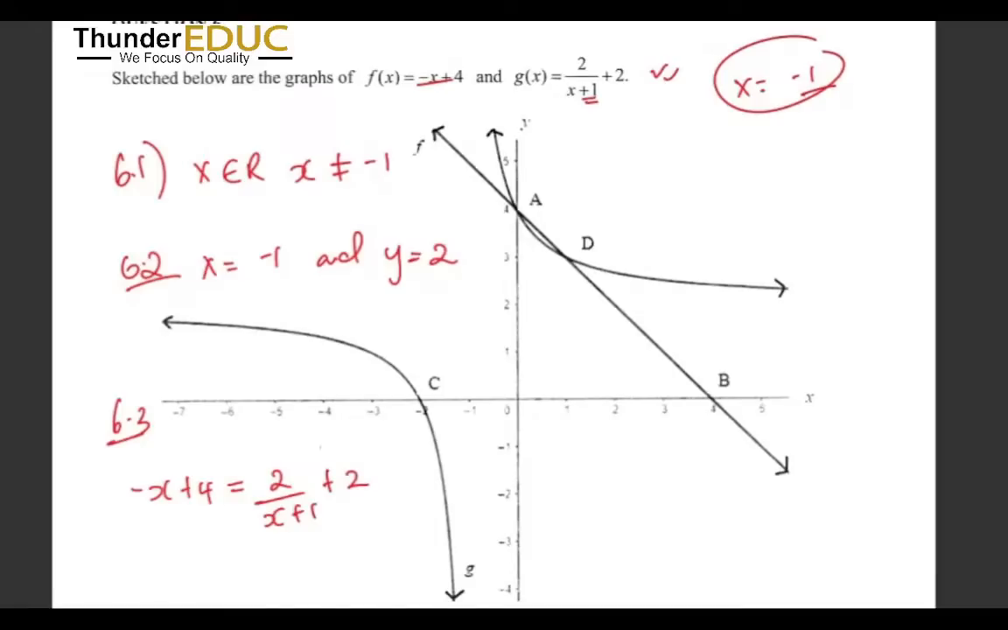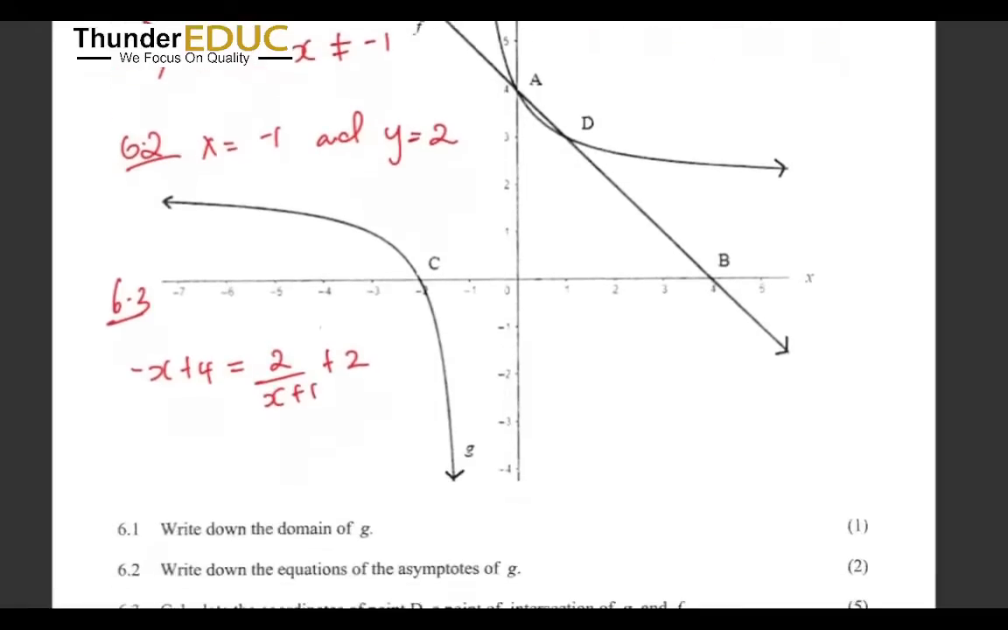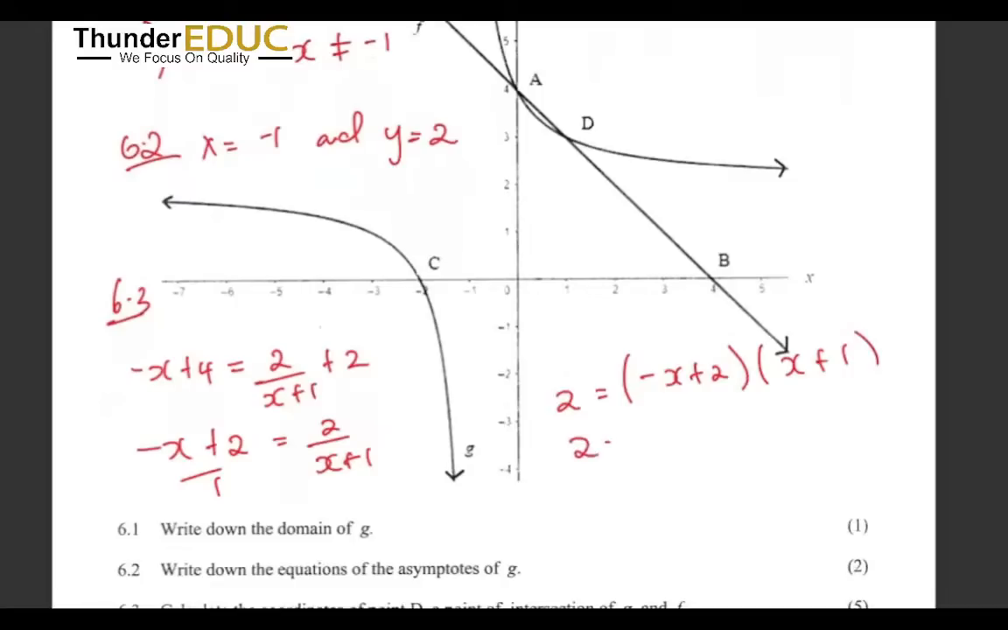Let me move the 2 to that side. So it's going to be negative x plus 2 is equal to 2 over x plus 1. Let's cross multiply. So 2 by 1 is a 2, is equal to negative x plus 2 into x plus 1. We need to open the brackets on the right hand side. So that's going to be negative x squared, negative x plus 2x plus 2.